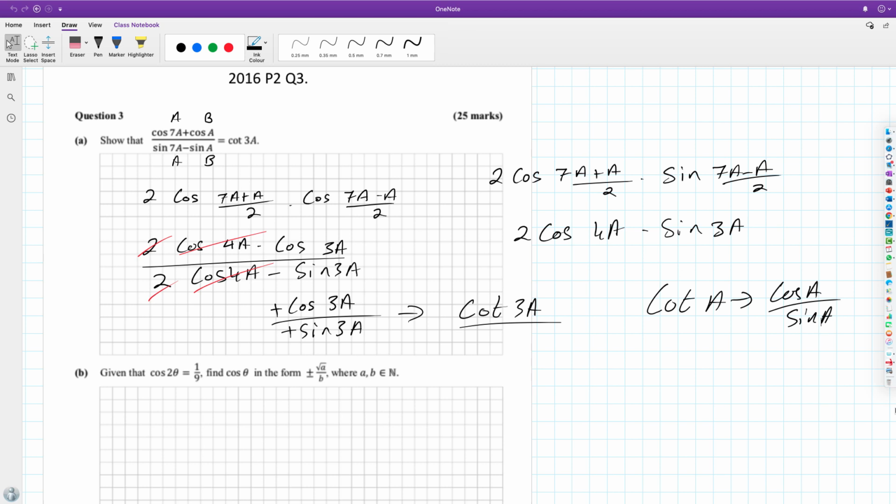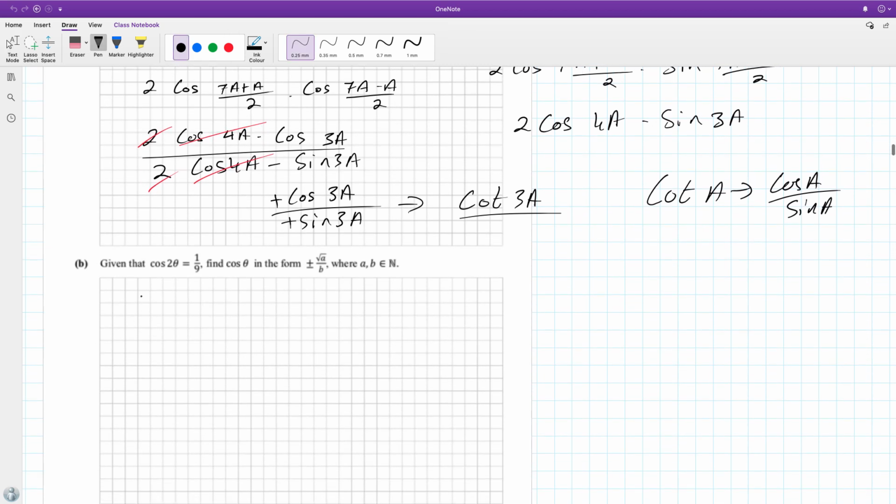Right guys, let's have a go at it. So, the cos of 2 theta is equal to 1 over 9. The cos of 2 theta is equal to cos squared theta minus sine squared theta, and that's equal to 1 over 9.